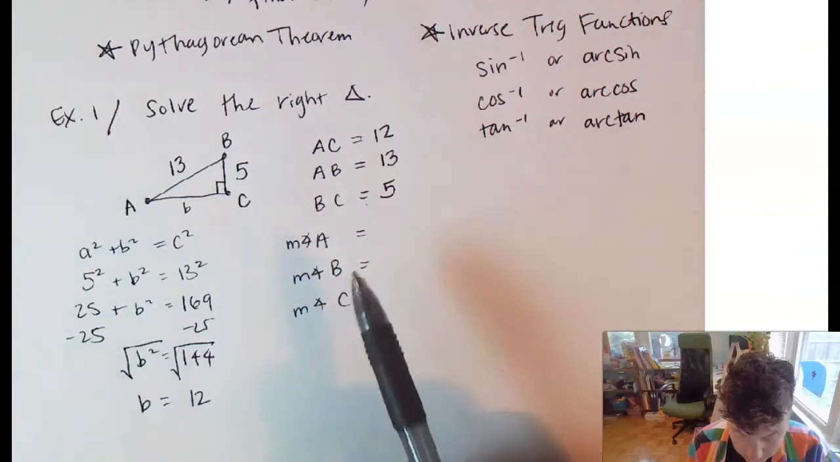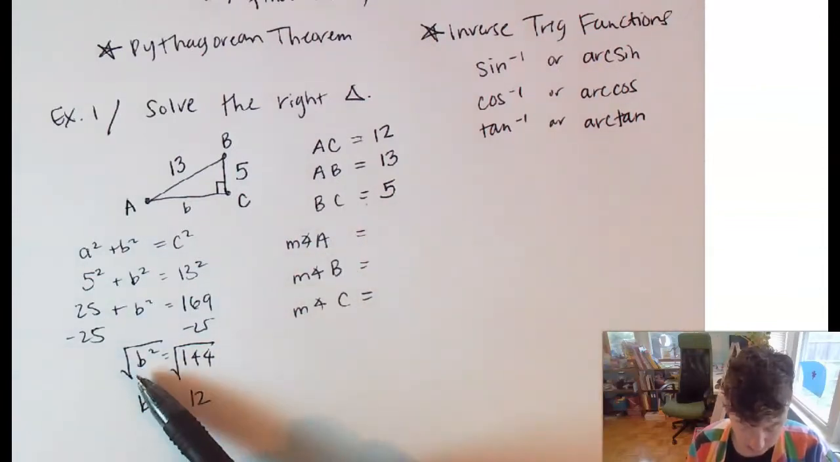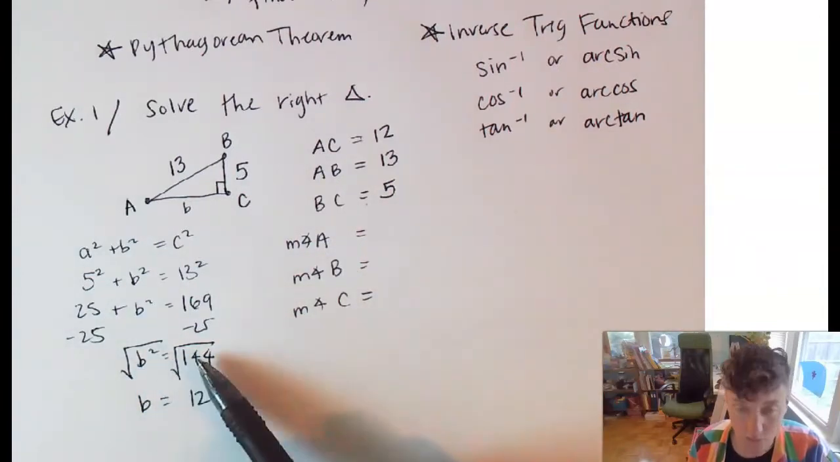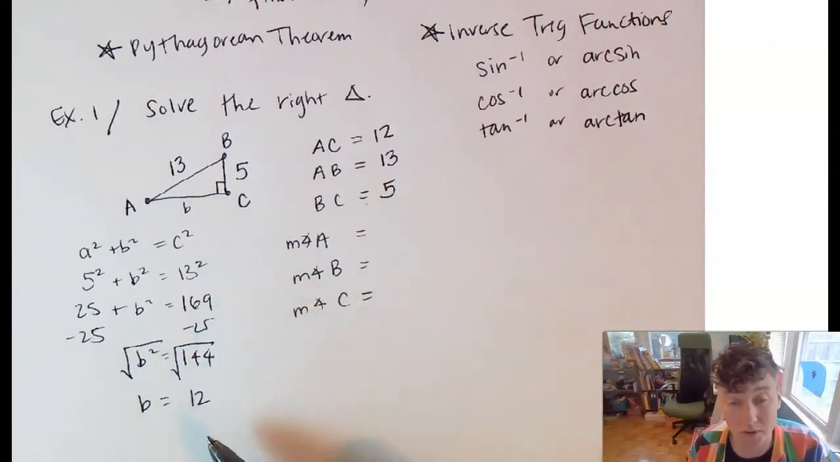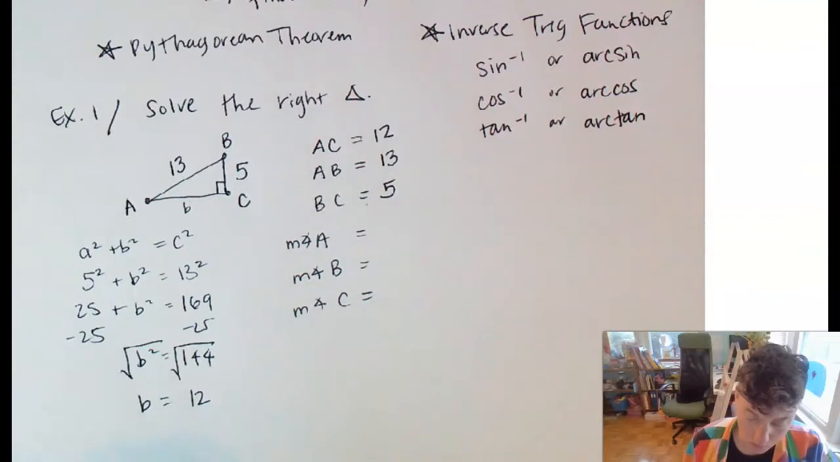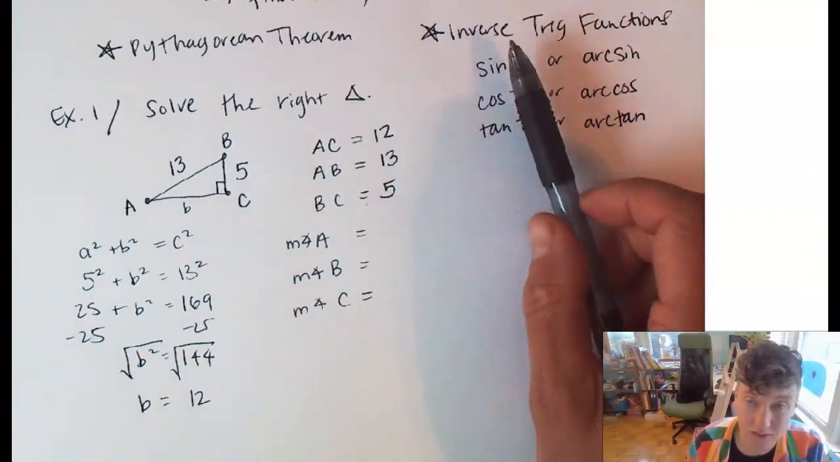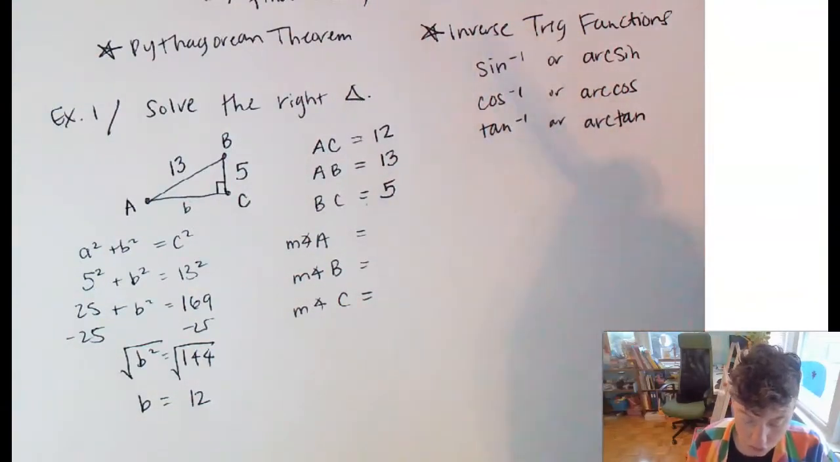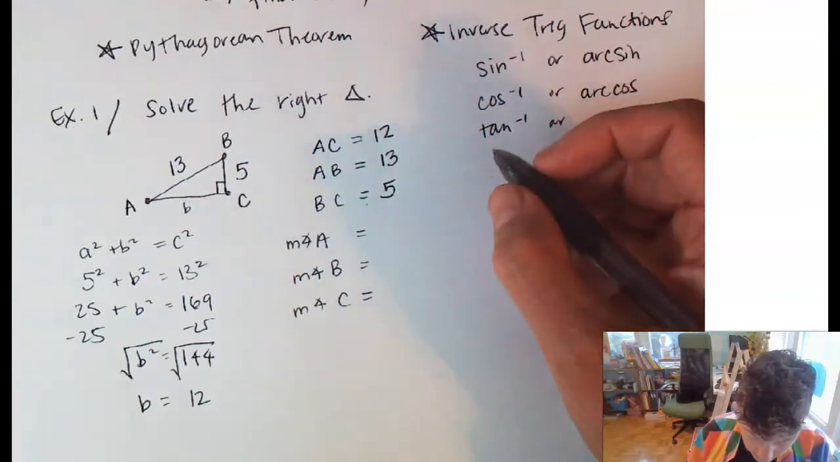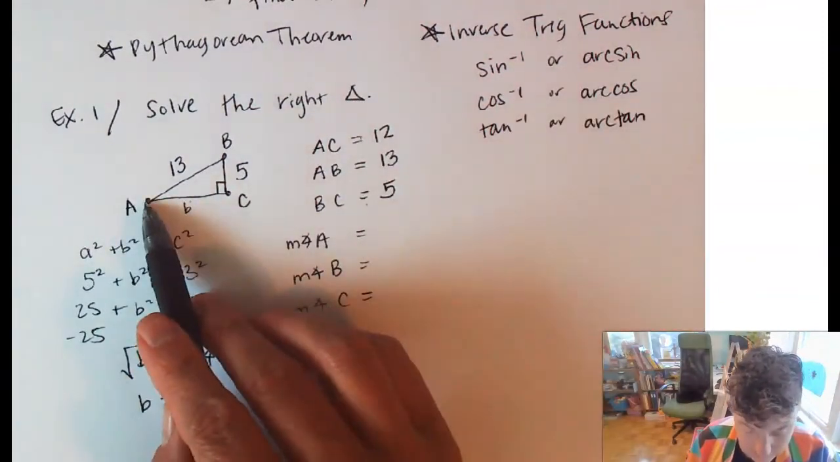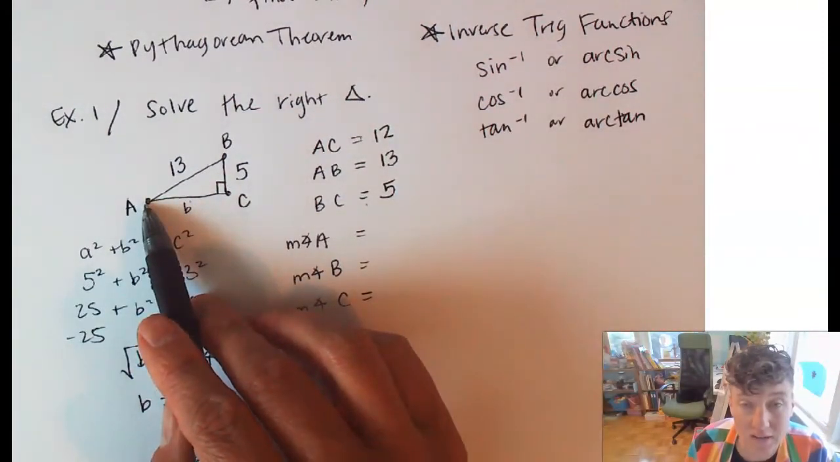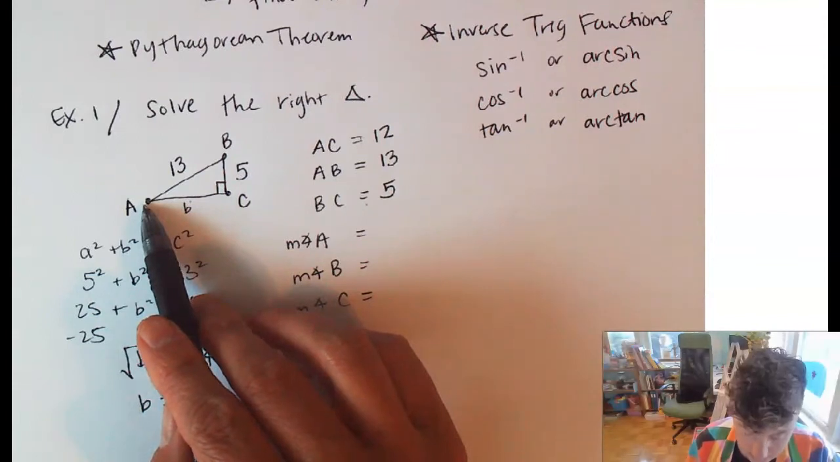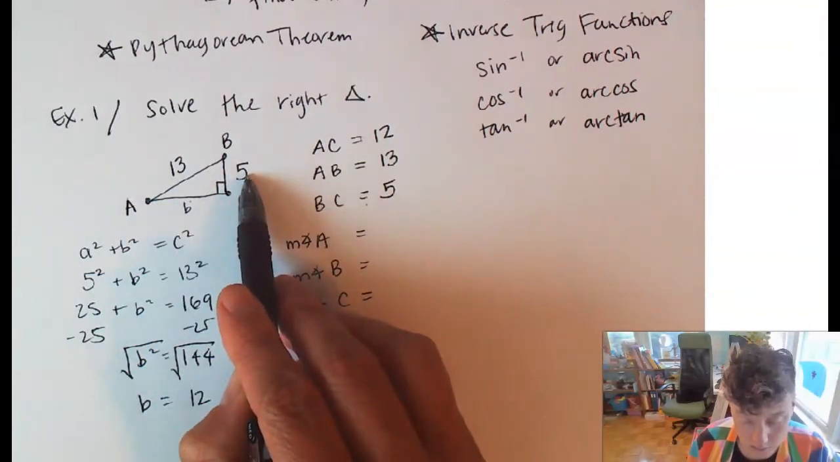So we're going to use a similar idea here, where we had b squared equaled 144, and then we square rooted both sides to get that b by itself. We're going to use these inverse operations of our trig functions to figure out these angle measures. So, for example, if we look at angle A, we know the sine of angle A is the opposite side over the hypotenuse.